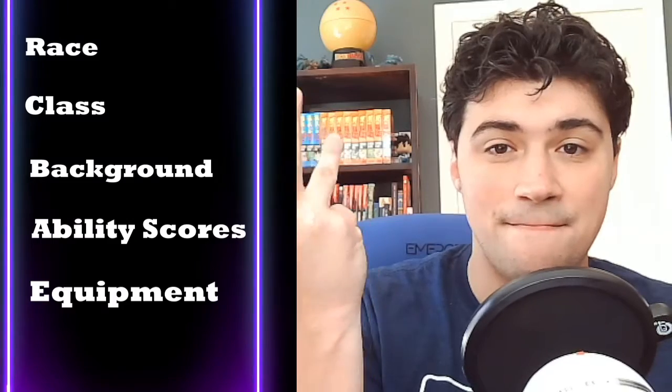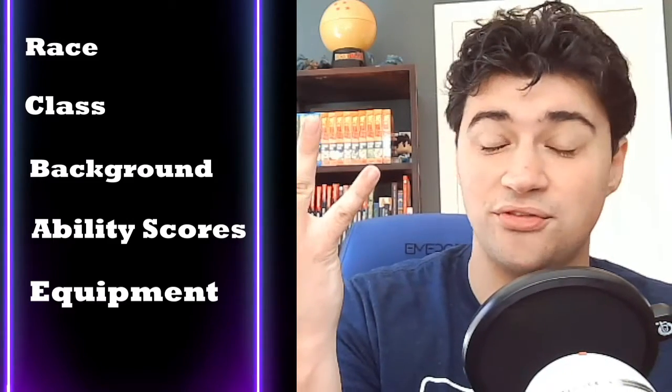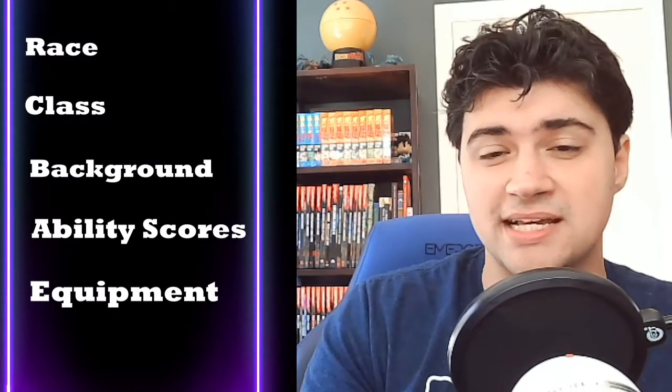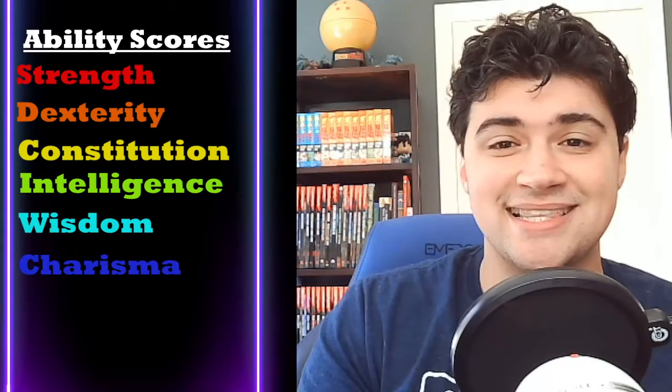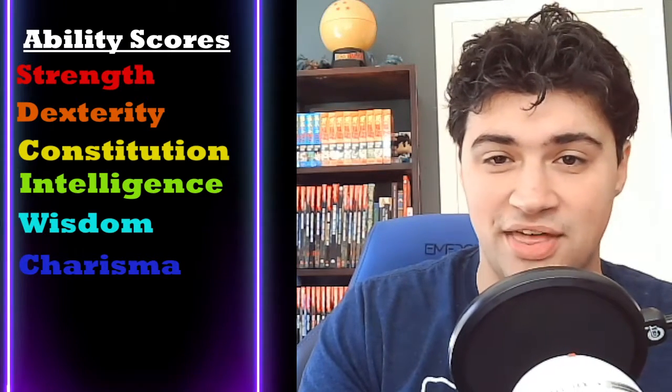Our 5 major steps are going to be to select our character's race, class, background, generate and allocate their ability scores, and then finally pick our starting equipment. We're actually going to start in the middle of this by explaining ability scores, since these 6 numbers are going to underlie all of the math that we deal with at the table.